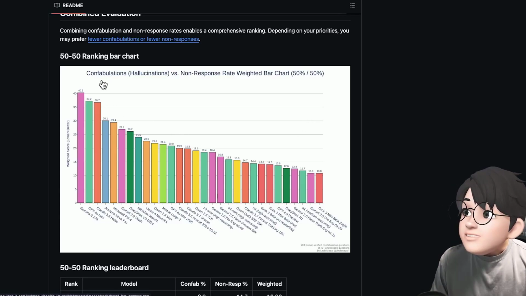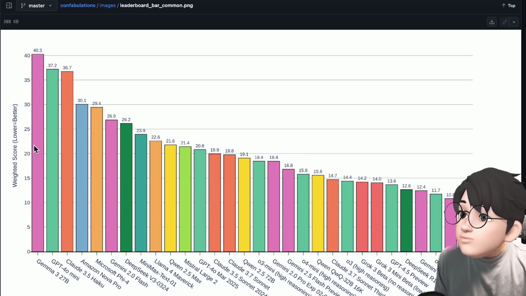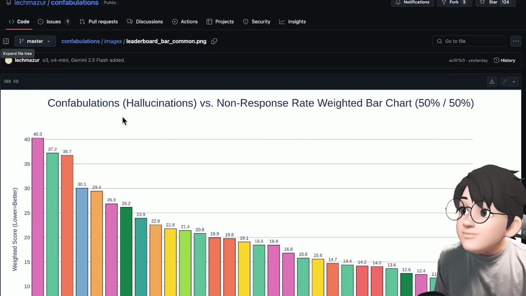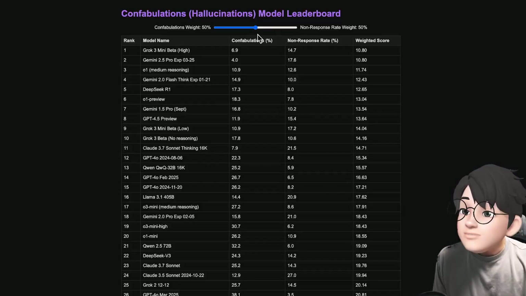When you see confabulations, think of it as hallucinations, nonsense answers or no answers at all. When you balance the performance at 50-50, Google's Gemma 3 27B model scores highest among the Gemma 3 series, but its hallucination rate is much higher. The o4-mini model has a lower rate. This assessment balances hallucinations and non-responses equally. You can change these settings for different outcomes.